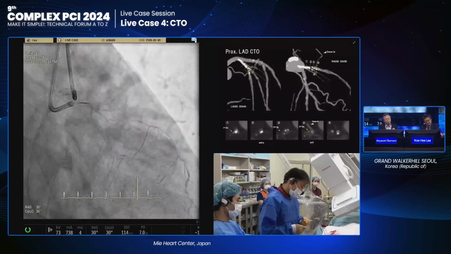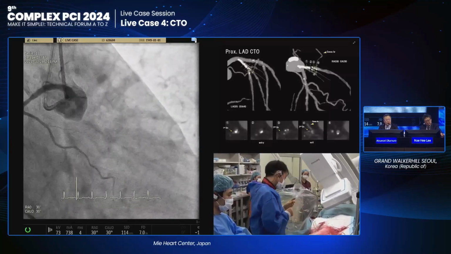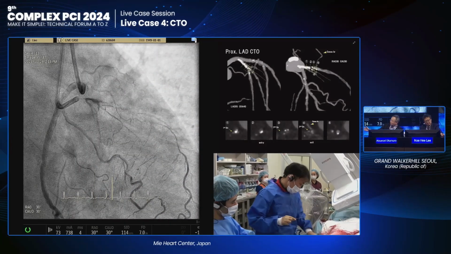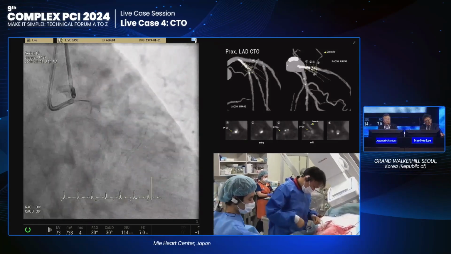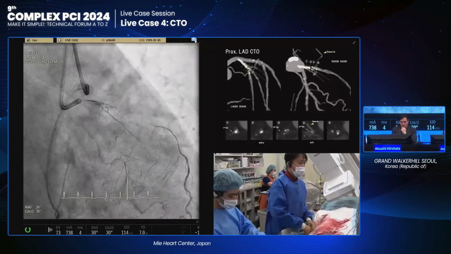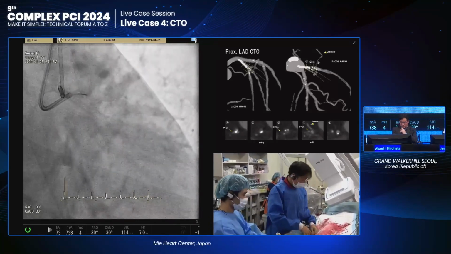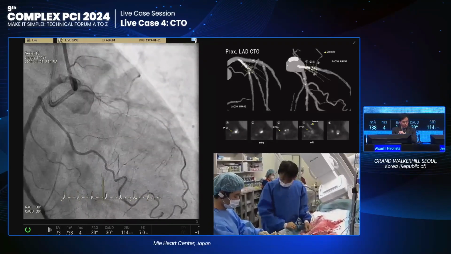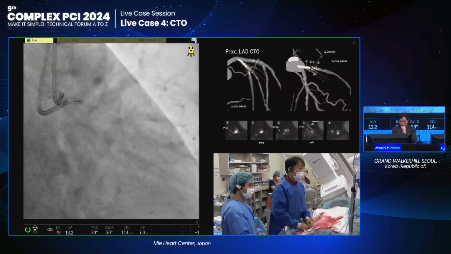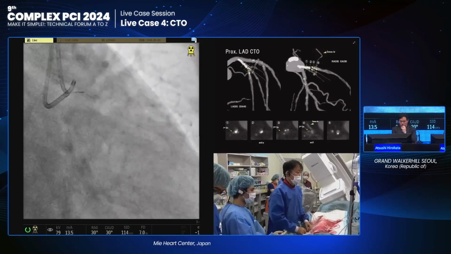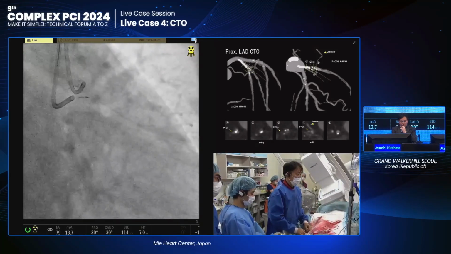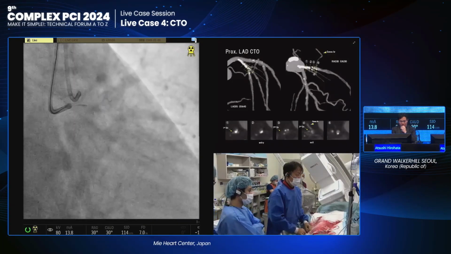So we will ask the commentators how to do it. Dr. Hirohata, how do you think? I'm Dr. Hirohata from Japan. According to this angiogram, the length of the CTO seems to be very short and relatively straight. So I'd like to start with the antegrade approach first. But the region seems to be very stiff, so choose a relatively hard wire.